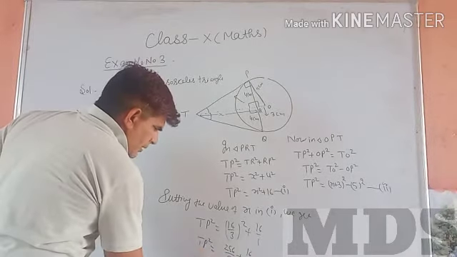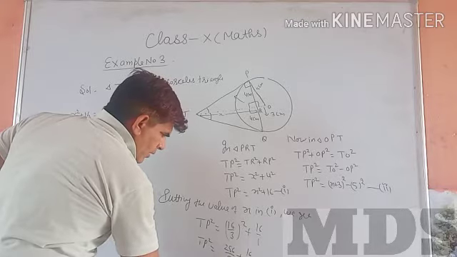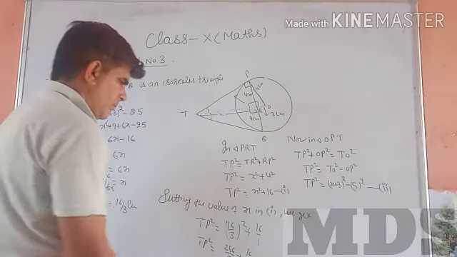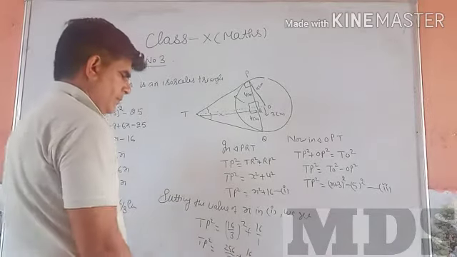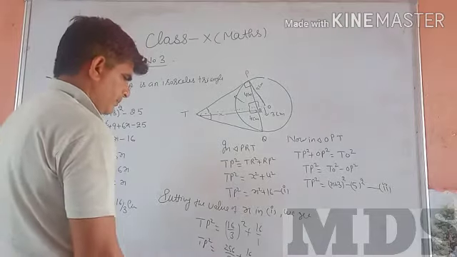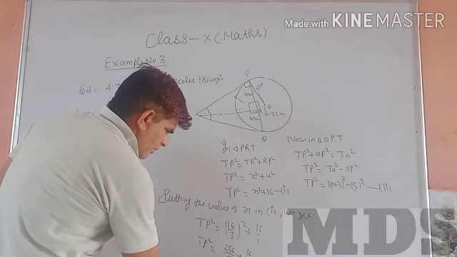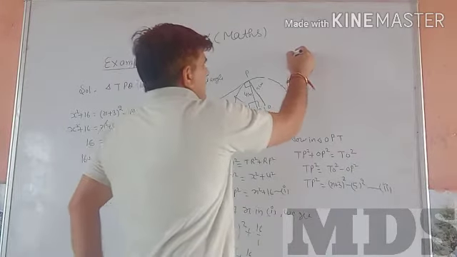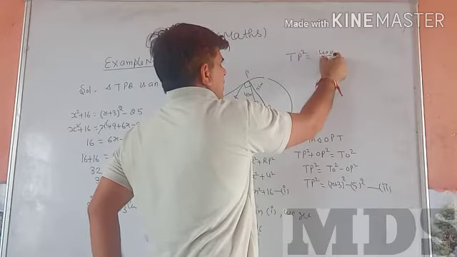So TP square, what's the LCM? 9. 256 plus what? 144. How much is that? TP square is equal to 400 by 9. What is TP square? It is equal to 400 by 9.